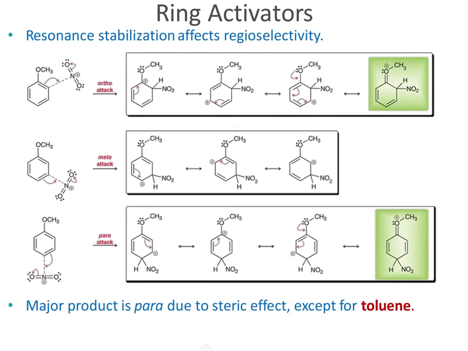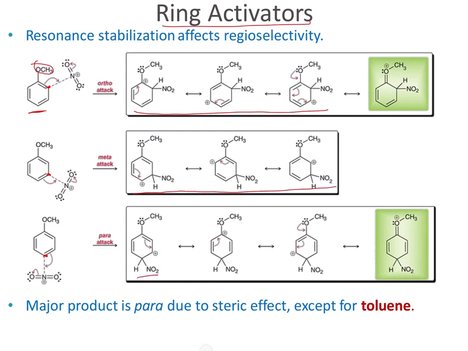Now let us start with the ring activators. Assuming we have an aromatic compound like anisole, that is, with the methoxy group as a substituent, the incoming group will either be installed in the ortho, the meta, or the para position. When we draw the sigma complexes, we're going to have the three common sigma complexes, the ones that we have been drawing in our mechanisms in the previous video.